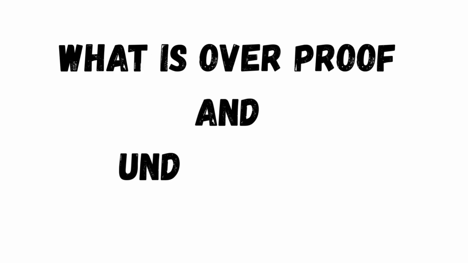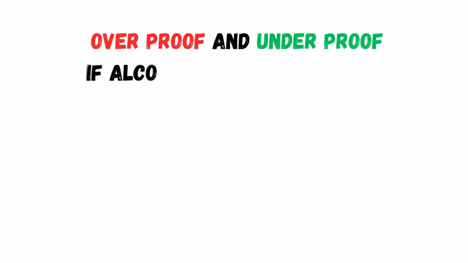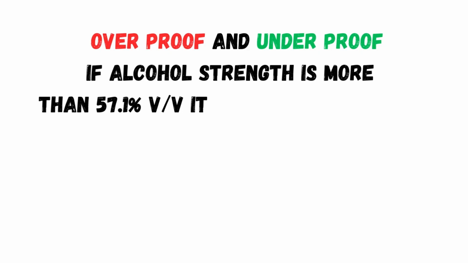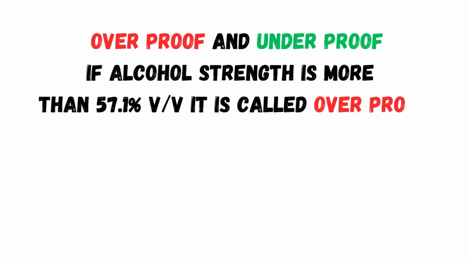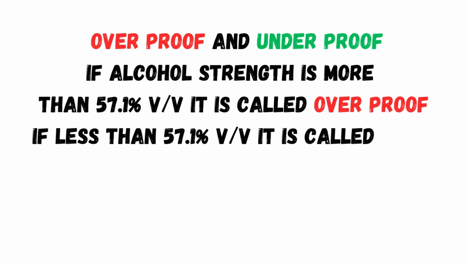So till now you have understood about proof spirit. Now you need to understand the meaning of overproof and underproof. First understand overproof. As the name indicates, over means something extra and under means something below. So overproof means if the alcohol strength is more than 57.1% volume by volume, it is called overproof. If the strength is less than 57.1% volume by volume, it is called underproof.